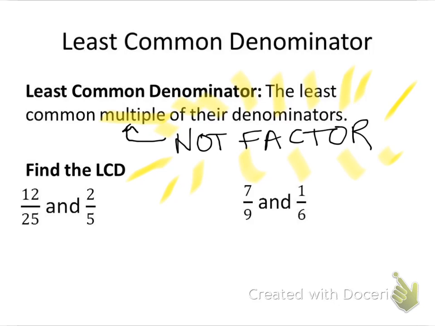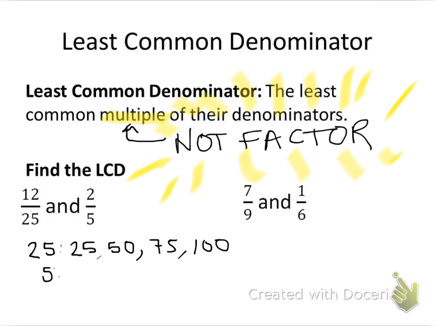So we're going to find the LCD, the lowest common denominator, of 12/25ths and 2/5ths together. What we do is we find the multiples of their denominators. The multiples of 25 are 25 times 1, which is 25. 25 times 2, 50. 25 times 3, 75. 25 times 4, 100.